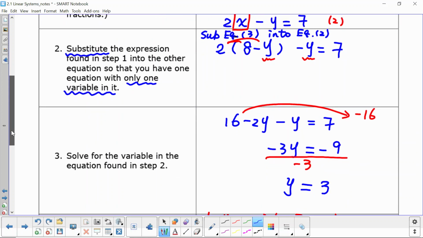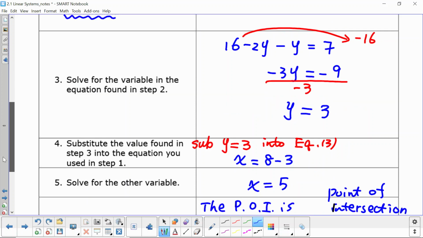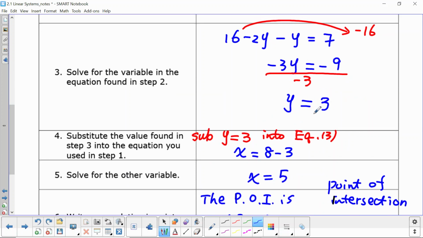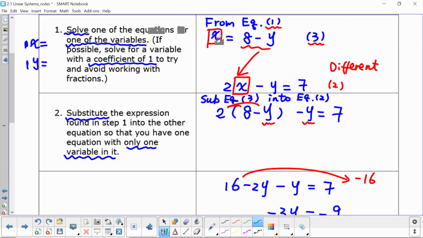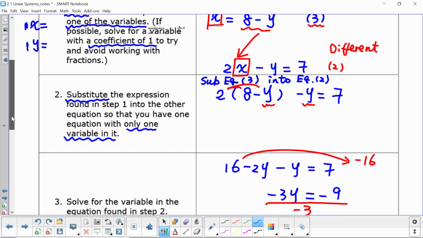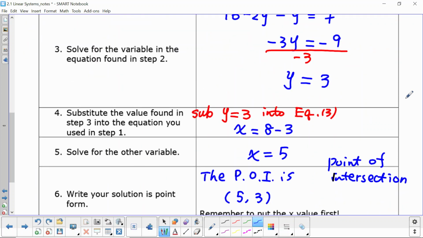Once you have solved for y, remember you are looking for a point. So you need to sub this y equals 3 into the equation that you isolated for the other variable. Then you sub in, you solve it. This means your point of intersection is 5, 3 on the graph. So your x value is 5 and y value is 3. So solving a linear equation just means you are looking for this point of intersection.